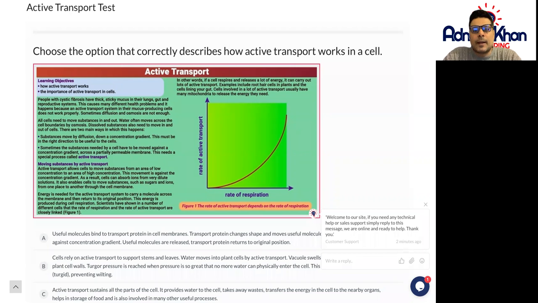Energy is needed for the active transport system to carry a molecule across the membrane and then return it to its original position. The energy is produced during cell respiration.